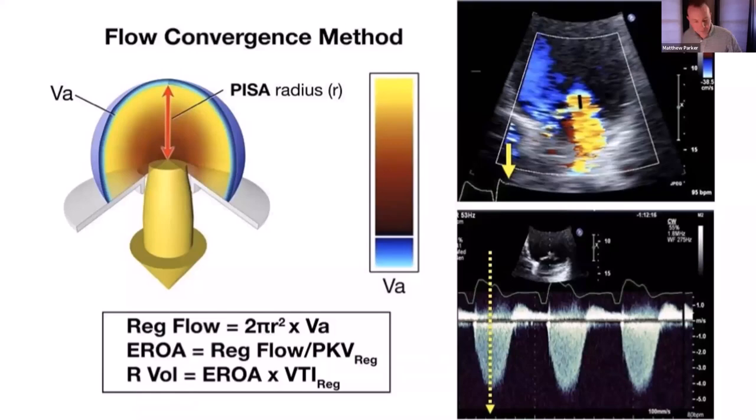So how do we do it? We've all seen this, and we're all sort of jealous that it never really looks like this most days in our lab. But what we're doing is we're adjusting the aliasing velocity of the mitral regurgitant jet in the direction of the MR so that we know the velocity of blood traveling at the blue-red interface on this little hemispheric shell right here. And if we know the diameter or size of that hemisphere, we know how much flow is crossing the blue-red interface. And we can then divide that by the peak velocity to find the size of the orifice.